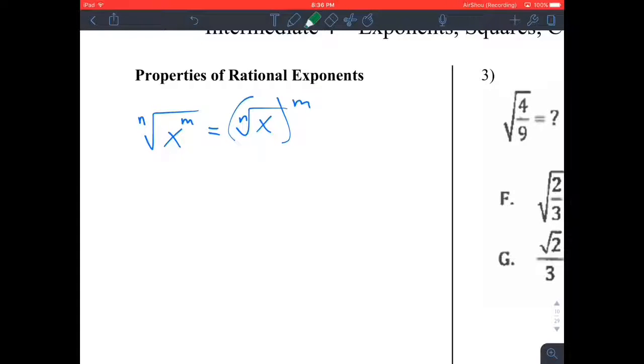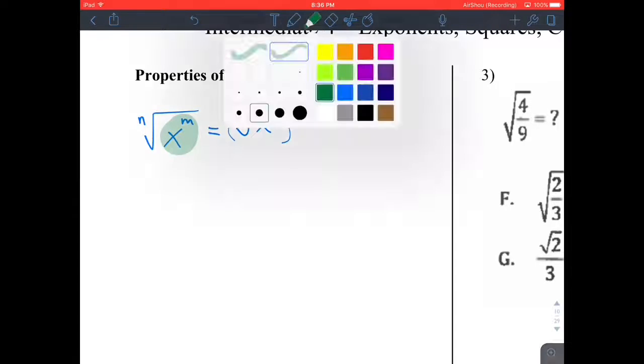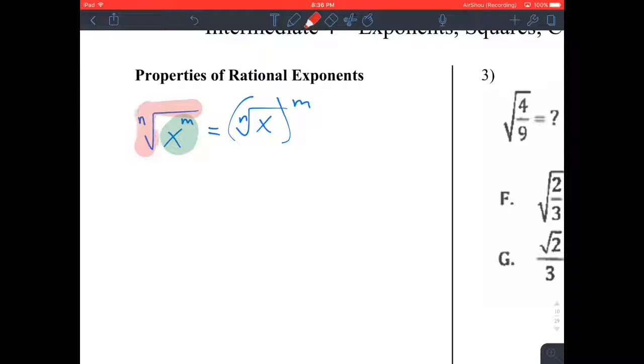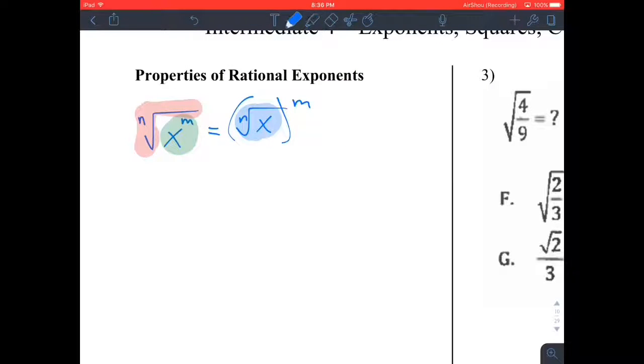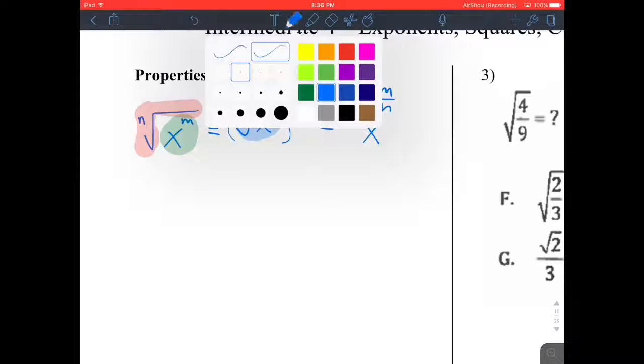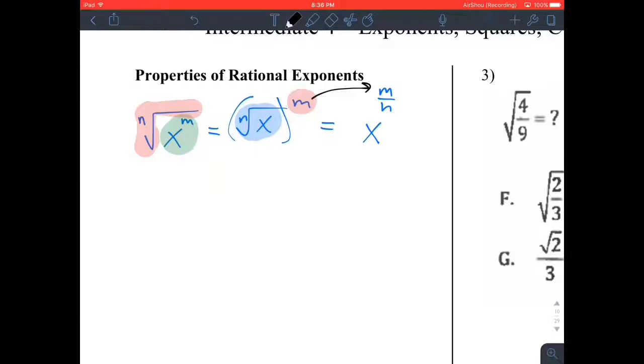The difference between these two: this first one is saying take x to the m first, then when you're finished, take the nth root. The one on the right is saying take the nth root of x, then when you're finished, raise it to the mth power. So the order of operations is different, but you get the same answer every time. Both of those things mean the base x raised to the fraction m divided by n. m was the exponent and n was the root. That is a property that is going to be used frequently.